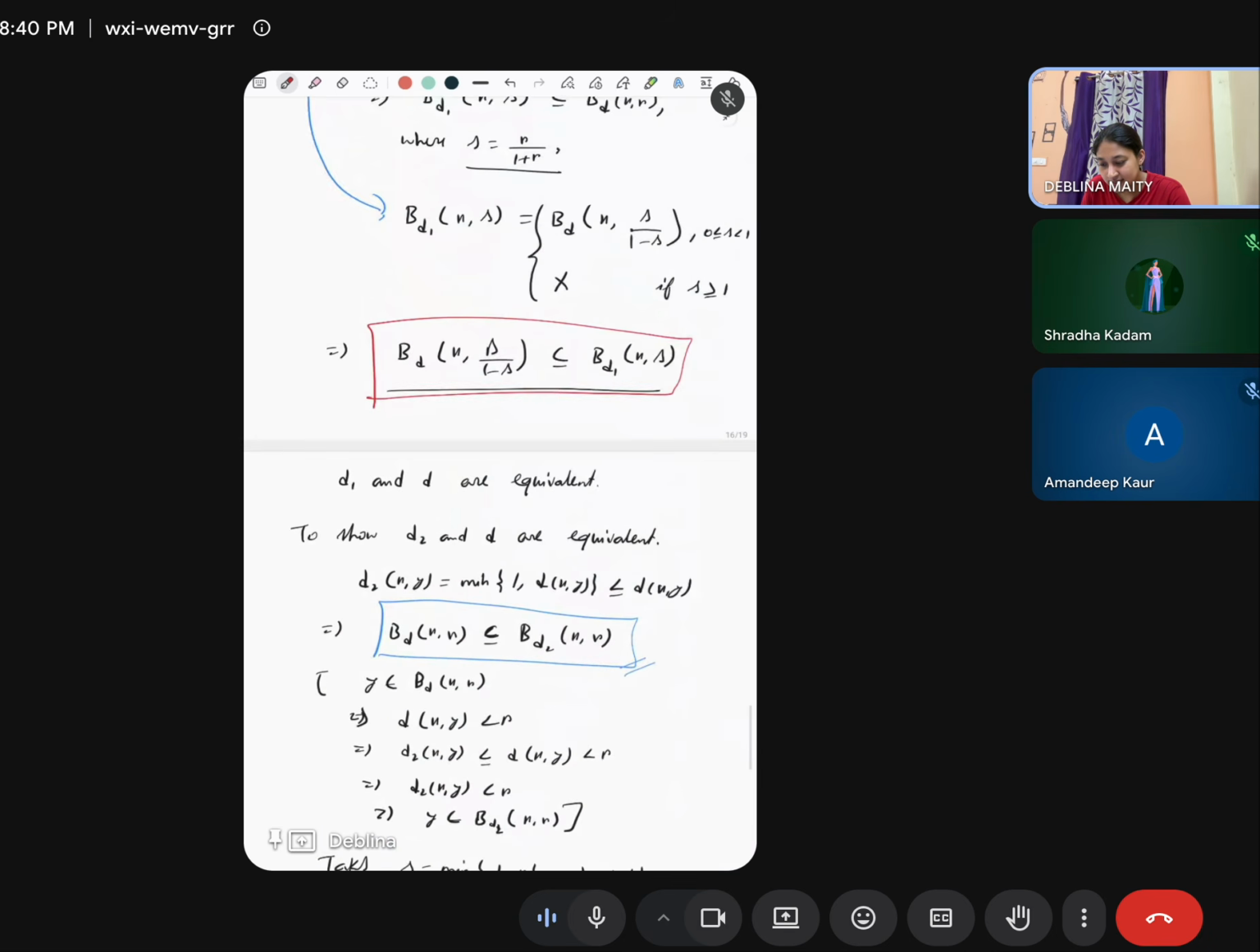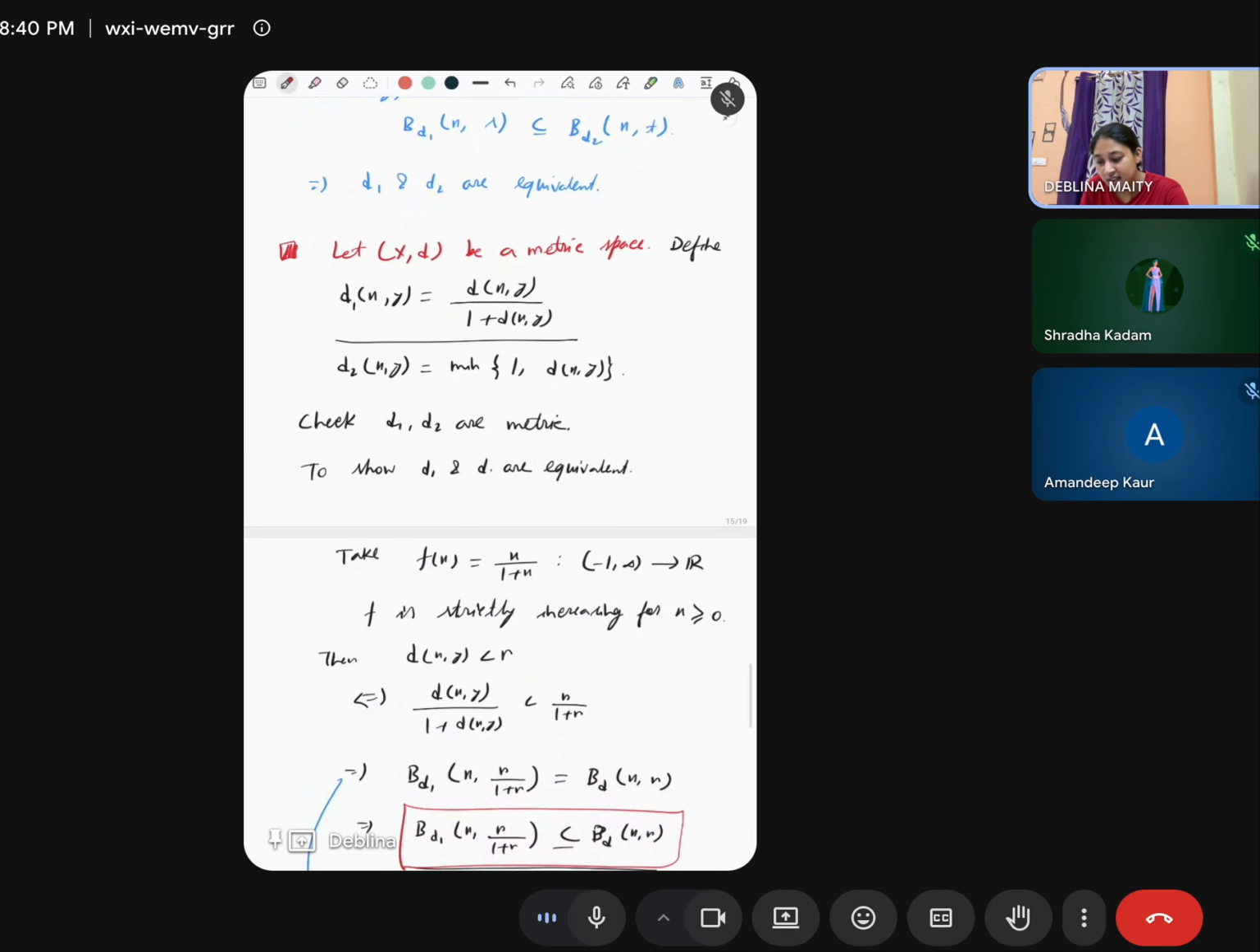So here we see that in this problem, this d1 is equivalent to d, and d1(x,y) is less than or equal to d(x,y) by 1 plus d(x,y), right? Now this is less than or equal to 1, right? So d1 is always bounded, but d can be anything. d is an arbitrary metric space and d1 is a bounded metric space, right? So any metric space (X,d) is always equivalent to a bounded metric space, right? This is the importance of this metric d1.